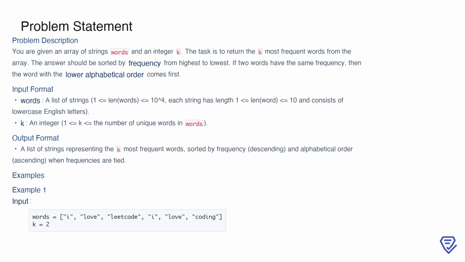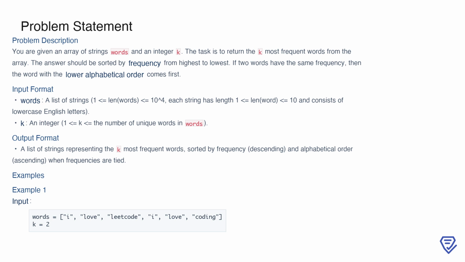The goal is to determine the k most frequent words from the array. The output must meet two criteria. First, the words should be ordered by their frequency in descending order, meaning the most frequent words come first. Second, if two words have the same frequency, they should be ordered alphabetically in ascending order. For example, if two words each occur twice, the one that is alphabetically earlier should appear first.